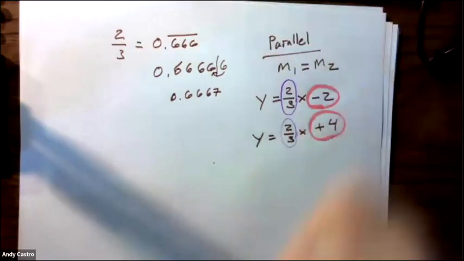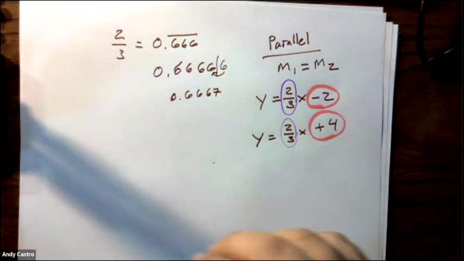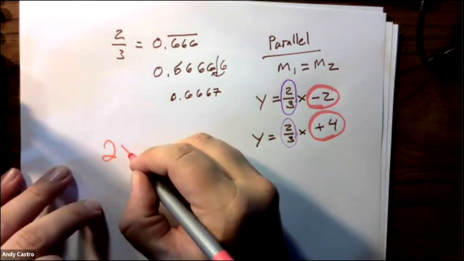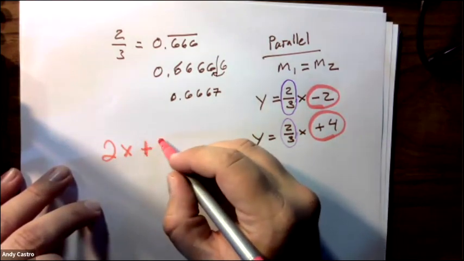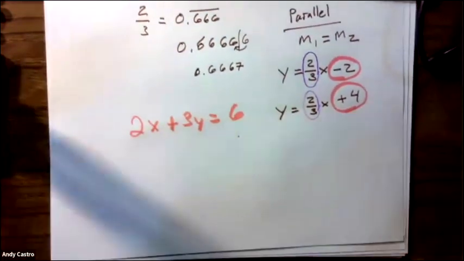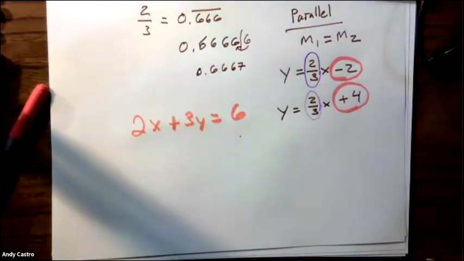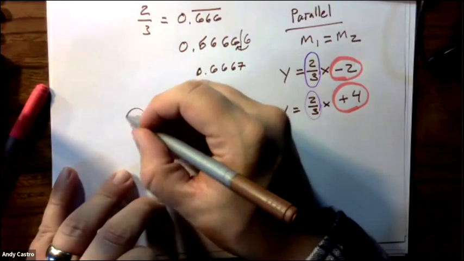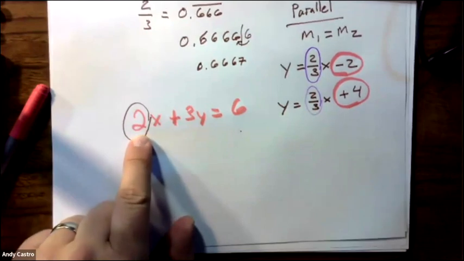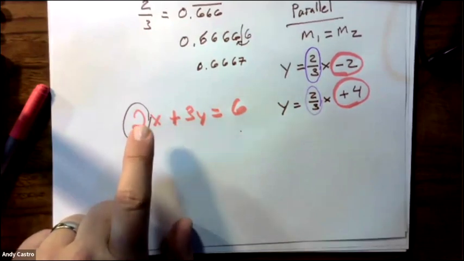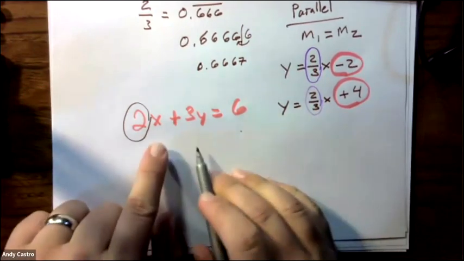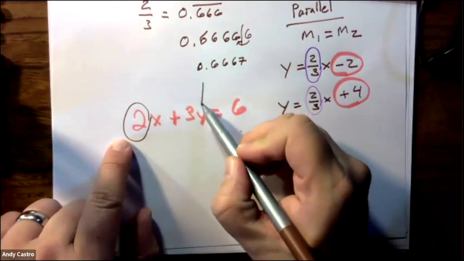All right, so what happens if you have something that is not in slope-intercept form? Okay, we have something like this. 2x plus 3y is equal to 6. Your temptation is to say, oh, well, that's the slope right there, 2. 2 over 1. Rise of 2, and we're over 1. But that's actually not true. In order to find our slope, we have to do some algebra, and we have to solve for y.